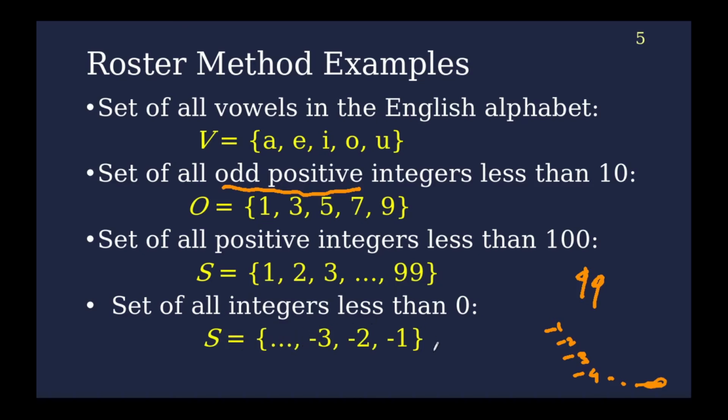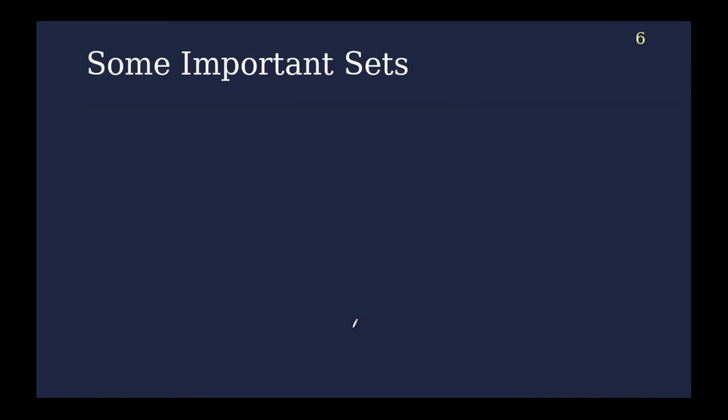Now this is in increasing order on the right-hand side. We are incrementing the number on the right-hand side. So dot, dot, dot, -3, -2, -1. It indicates that it starts from infinity and comes up to -3, -2, -1, which is the last number less than 0. So this is how the roster method can be used to represent sets.